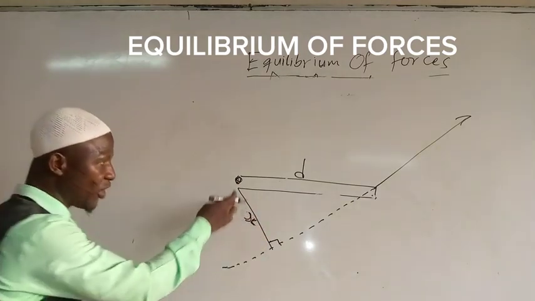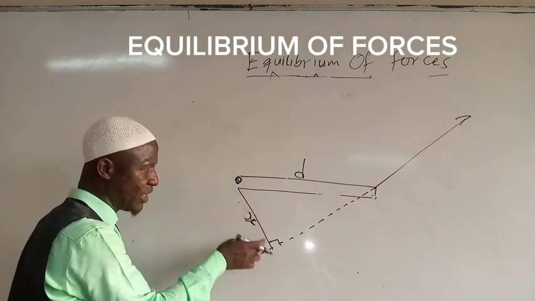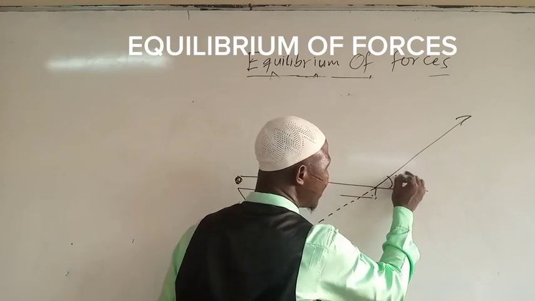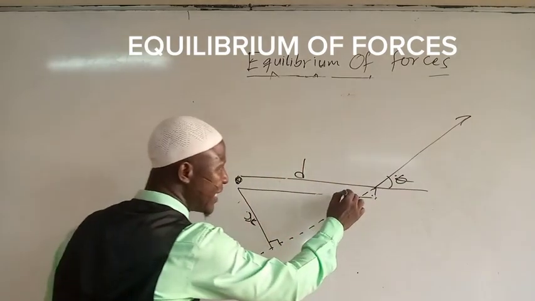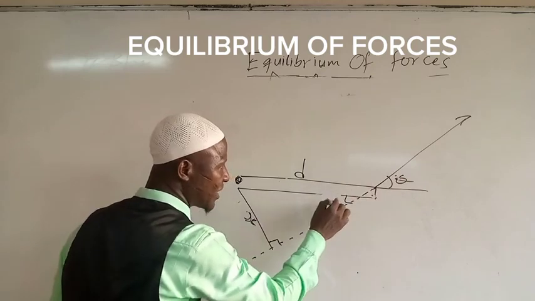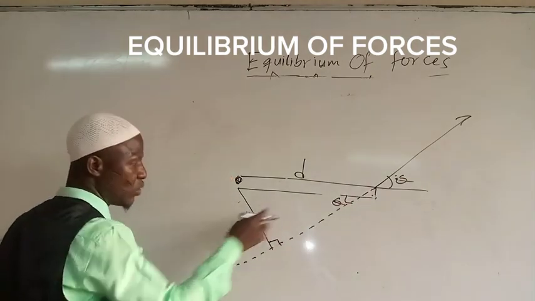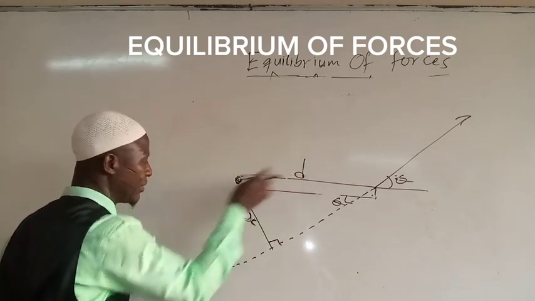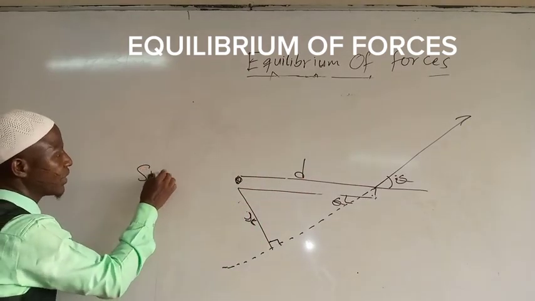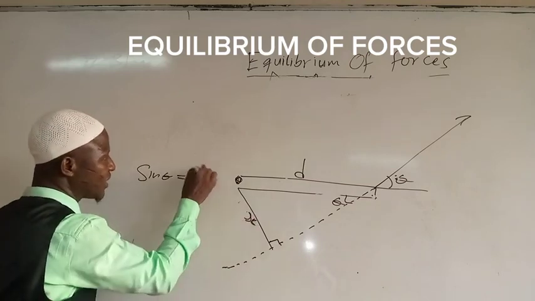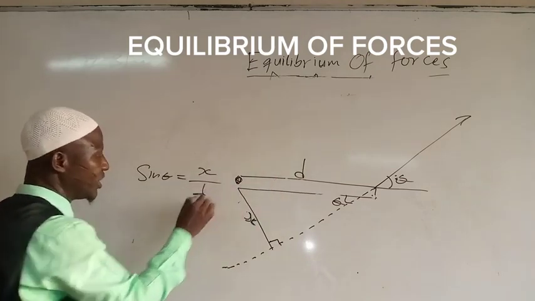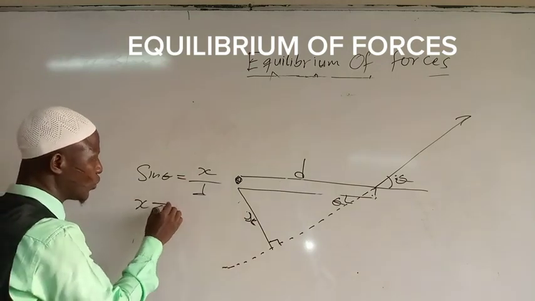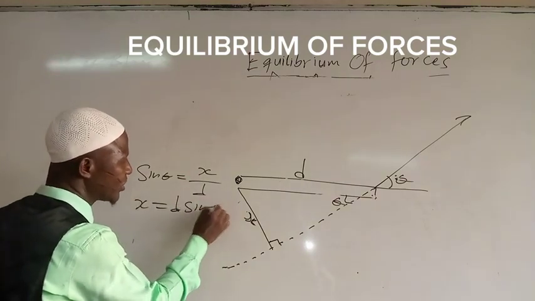So in that case, you look for this line. Find means of getting this line. If the angle of inclination is given to be theta, you transfer it here. Vertically opposite angles are equal. So in that case, we are looking for the opposite. Hypotenuse is given. You now say sine theta is equal to opposite x over hypotenuse d. Then make this x the subject of formula. Therefore, our x is equal to d sine theta.